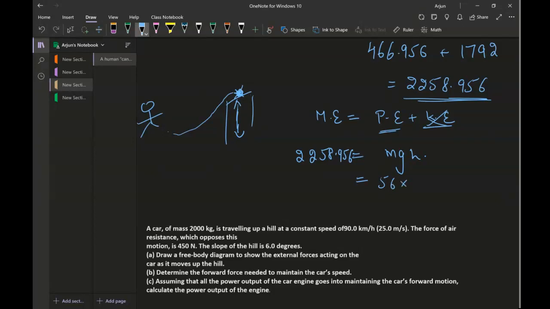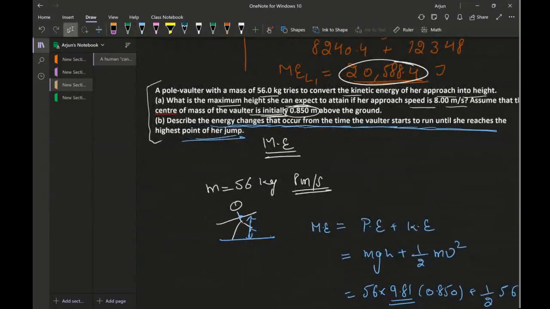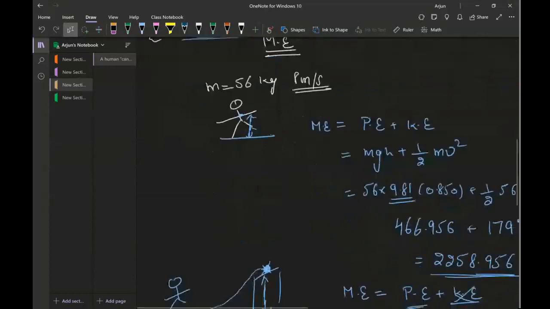Now 56 multiplied by 9.81 times the height equals 2258.956. Then this number divided by 56 and then divided by 9.81 comes to 4.11 meters. That will be the height gained by the pole vaulter.